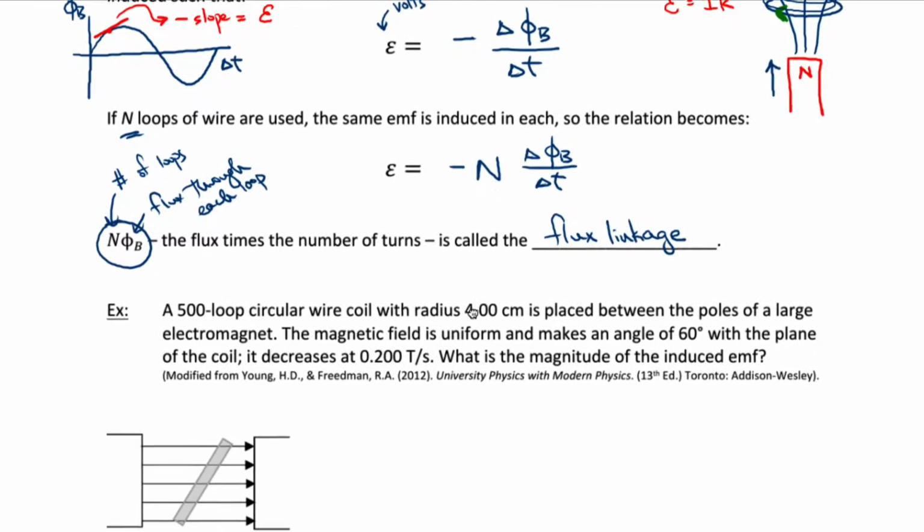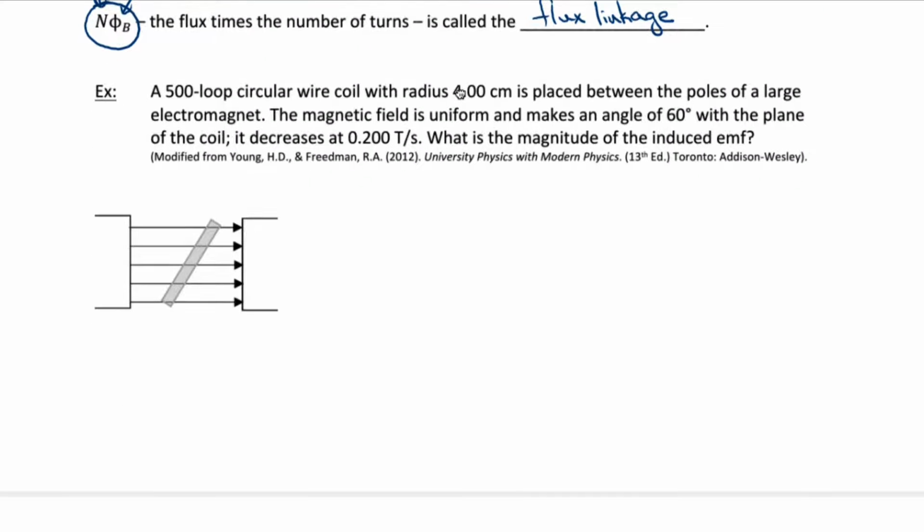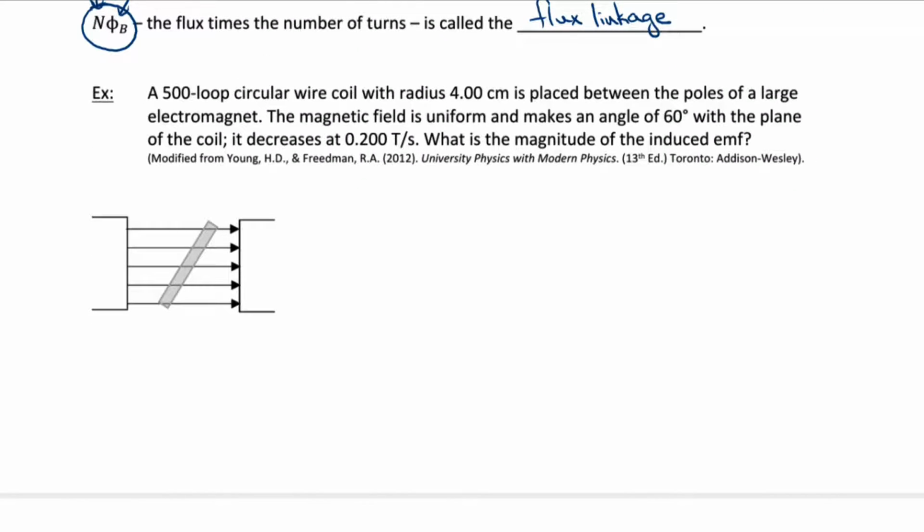All right, let's use this information to solve a problem and do some practice. Here's a textbook problem. We have a 500 loop circular wire coil, that's here, and so n is equal to 500. This is our coil of wire, and it has a radius of 4 centimeters, and it's placed between the poles of a large electromagnet. Here's our electromagnet, our 2 poles from the magnetic field. We can see this is the north pole, and this is the south pole over here.